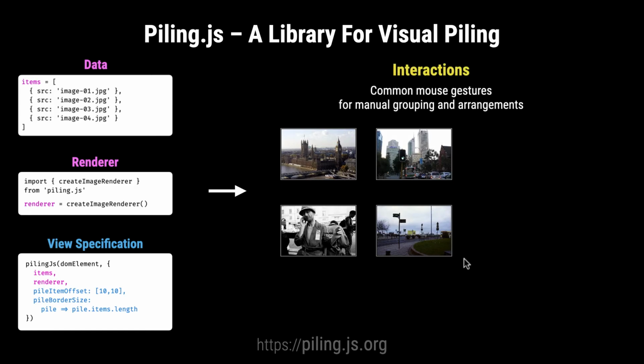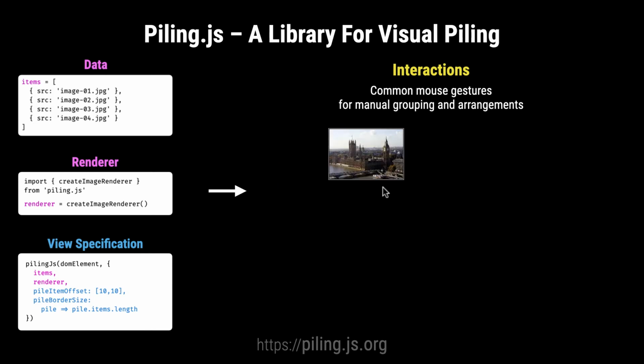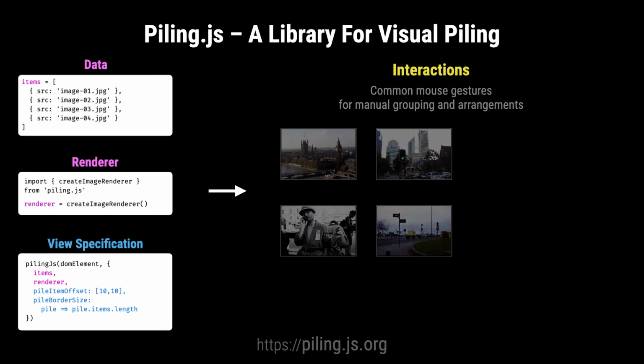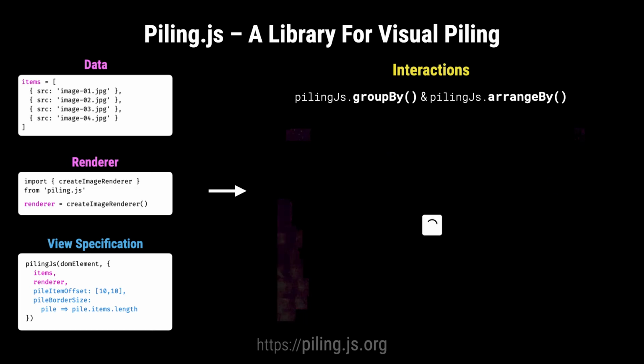For manual interaction, Piling.js implements common gestures like drag and drop, lassoing, or in-place and dispersive browsing that are useful across use cases. Piling.js also offers means to automatically arrange and group piles based on the item's underlying data, as you can see here.